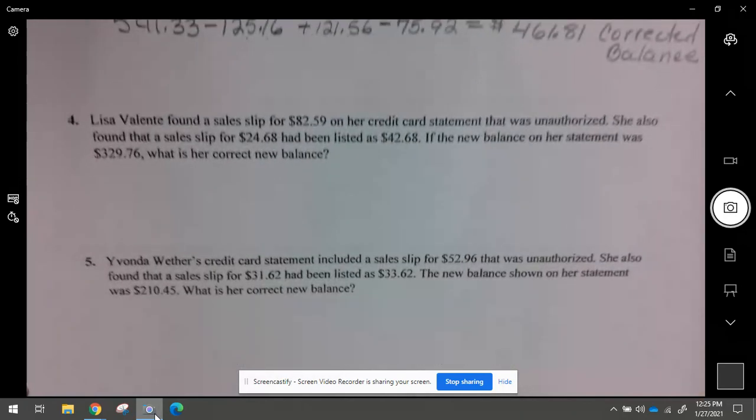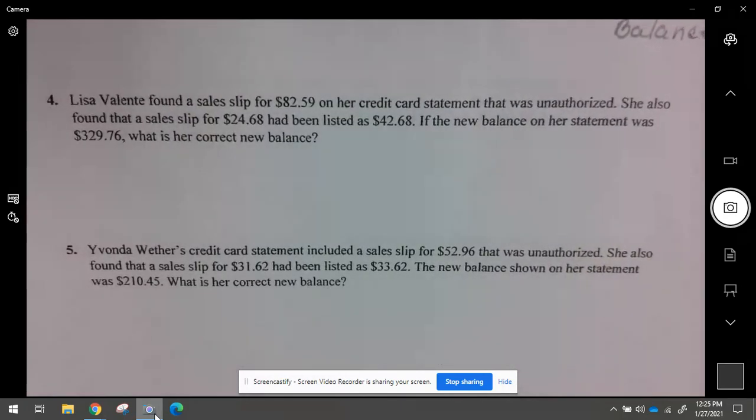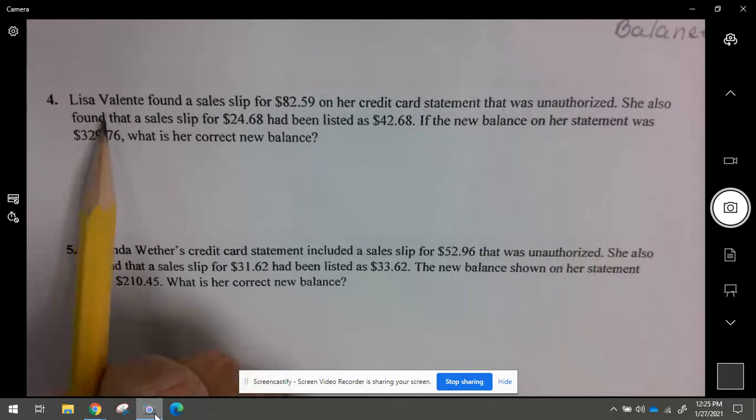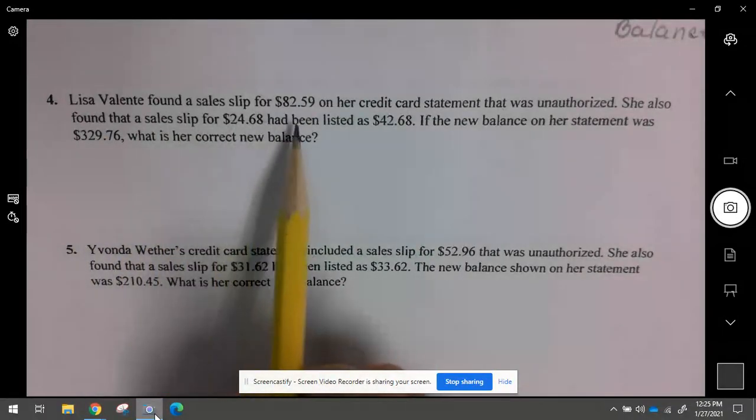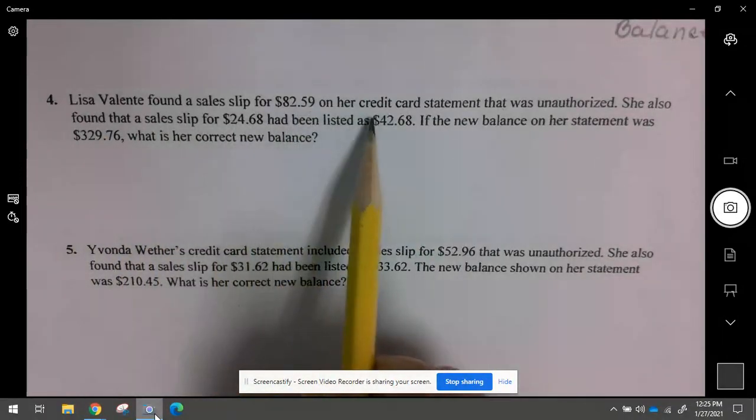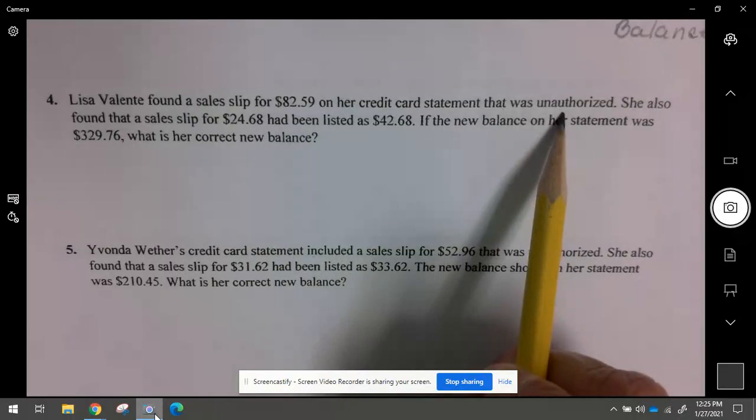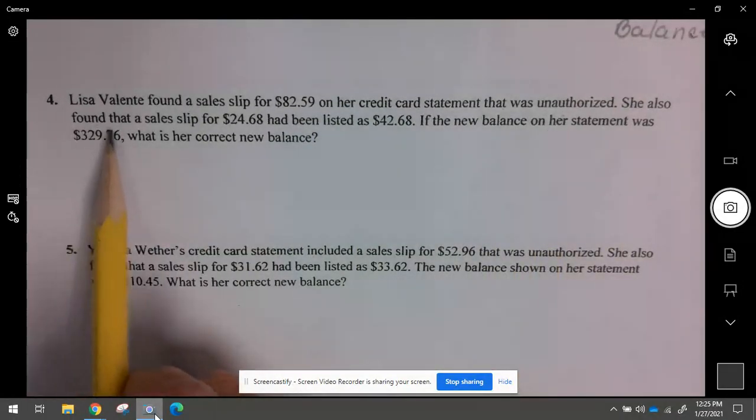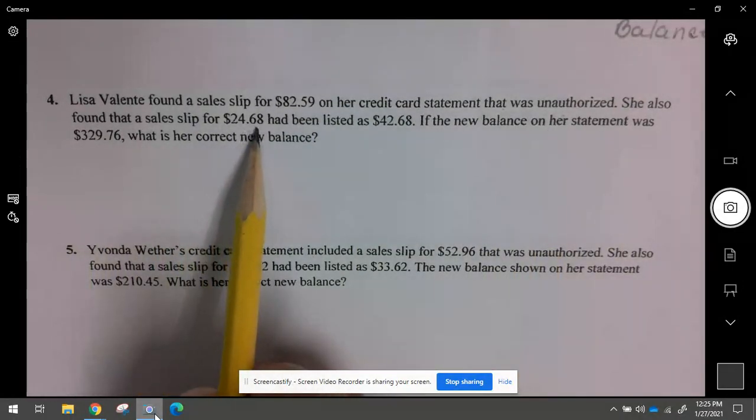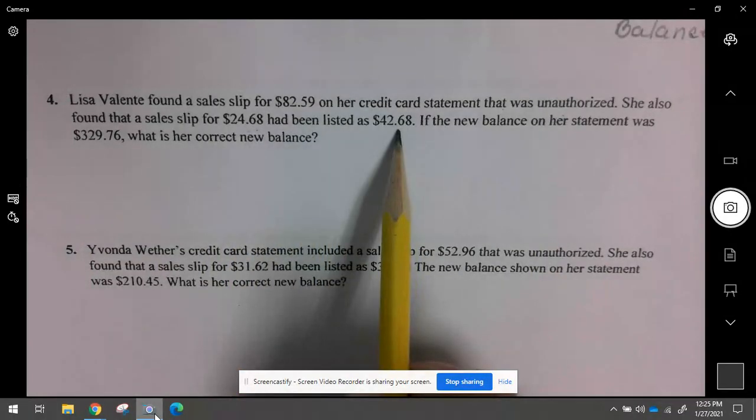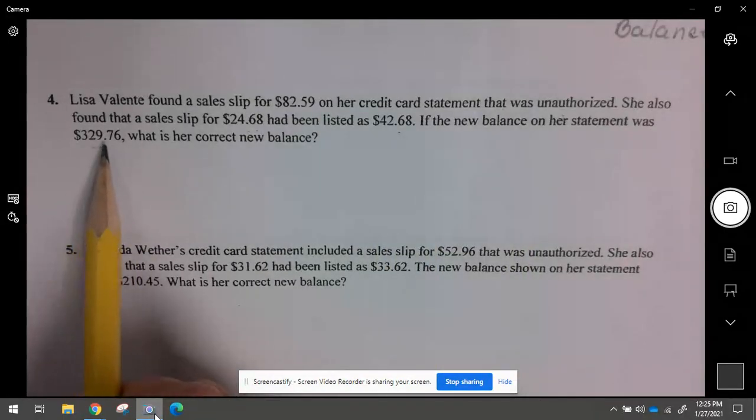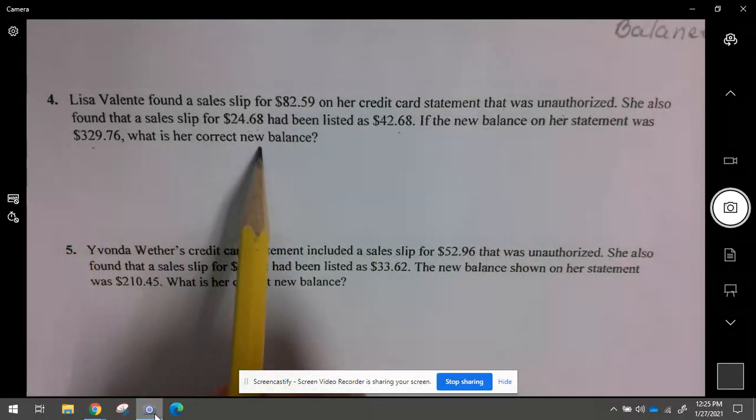Okay, let's look at number 4. This should be another one like this. Lisa Valente found a sales slip for $82.59 on her credit card statement that was unauthorized. She also found that a sales slip for $24.68 had been listed as $42.68. If the new balance on her statement was $329.76, what is her correct new balance?